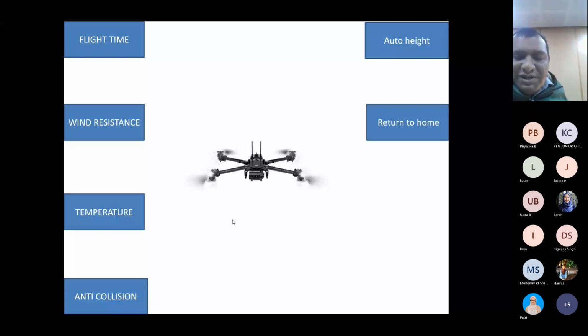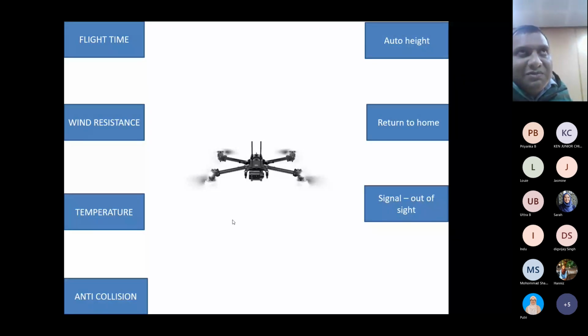A return to home facility. Once it gets some damage, it should be able to come back to the place. And signal out of sight. In many places, drones categorized as nano or micro don't have this ability, but better drones are coming with this.